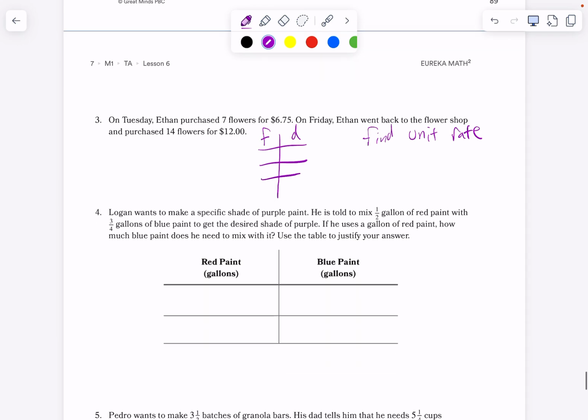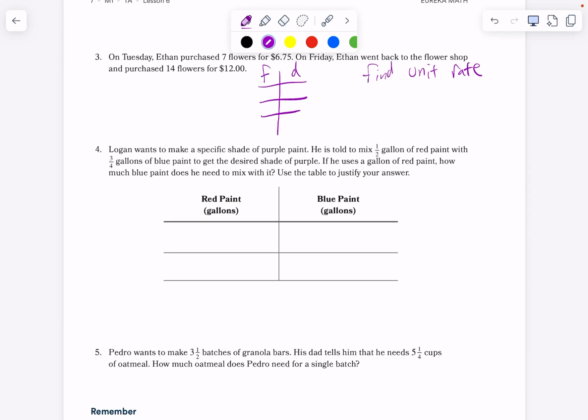And finally, number 4, this one kind of gets confusing just because of the fractions, but what we have is Logan is mixing some paint. So it looks like he's going to use 1/2 gallon of red paint to make, then using 3/4 gallons of blue paint. That's going to make the shade that he likes. And so let's fill out our table. We have 1/2 gallon of red and 3/4 gallons of blue. Now don't forget to label your table X and Y.